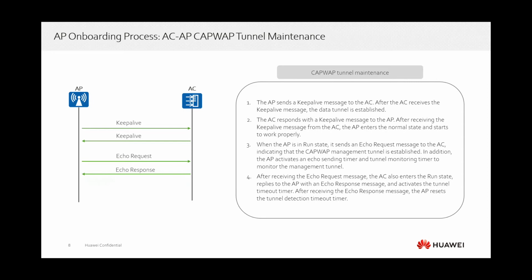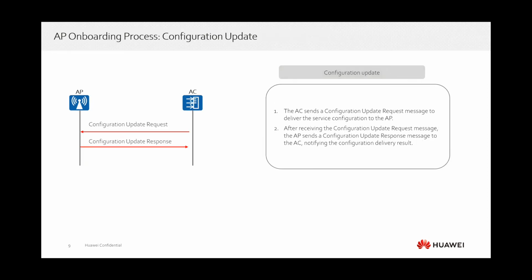Then we come to the configuration update phase. After the CAPWAP link is established, the AC delivers service configurations to the AP. And after receiving configuration information from the AC, the AP can provide wireless LAN service based on the service configured on the AC.